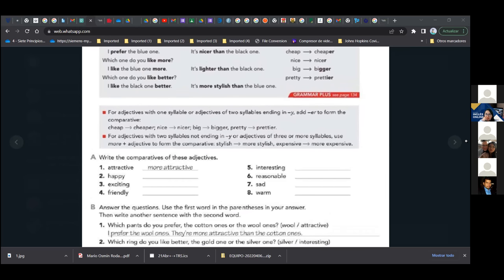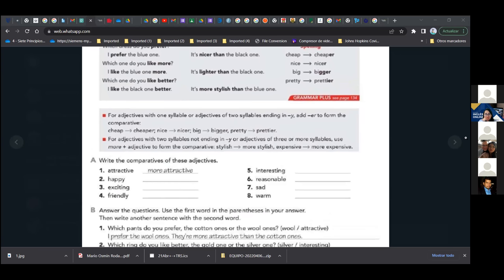What can be the comparative, let's say, of sad? We'll add another T. Yes, and we are going to say sadder, right? What about warm? What is going to be the comparative for warm? Warmer. It's going to be warmer, yes.